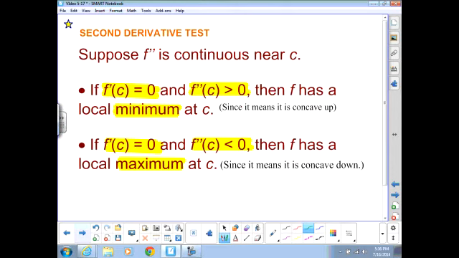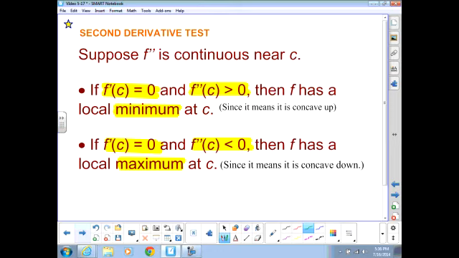So the other one that I was talking about is what's called the second derivative test. If you have a point where the first derivative is 0, you can then test that x value in your second derivative. When you test that x value in the second derivative, if it's positive, it will be concave up, meaning you must have a local minimum. And we've talked about that if it's positive in the second derivative, it must be concave up.